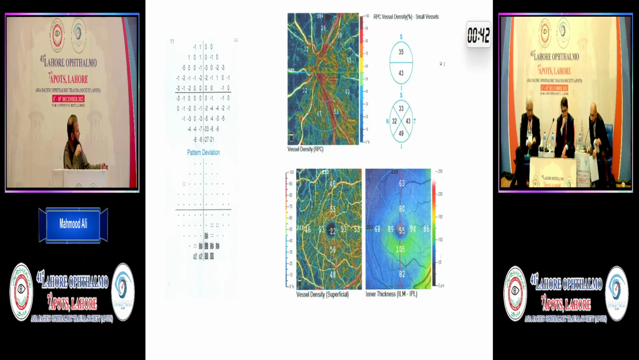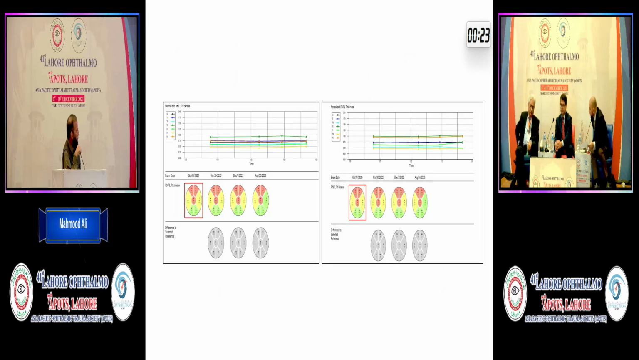And we see that there are also changes in the macular thickness and ganglion cell complex in the superior hemisphere, and vascular density is also decreasing. However, macular density is almost in the normal range. And this is the trend report of the same patient.